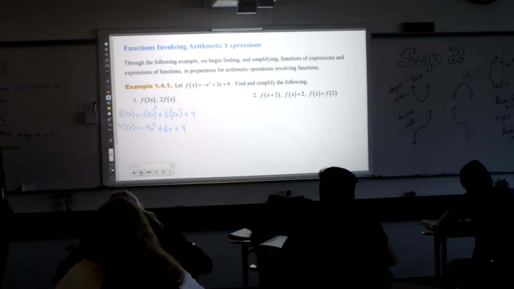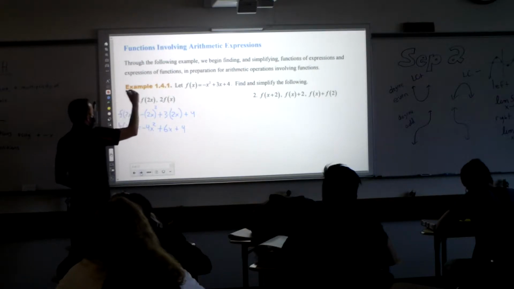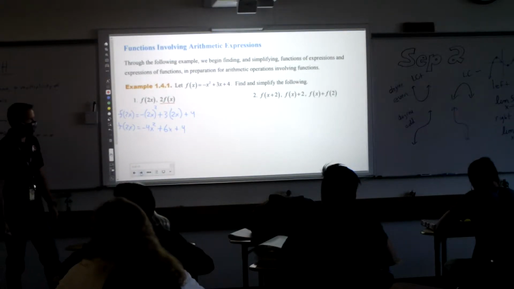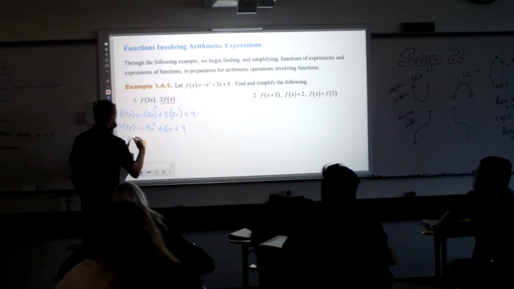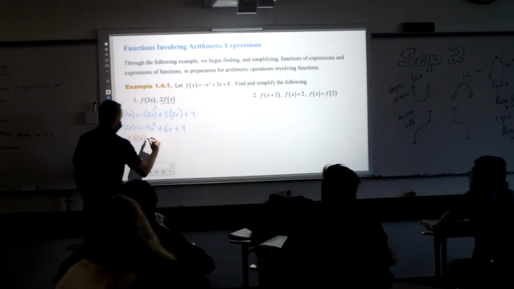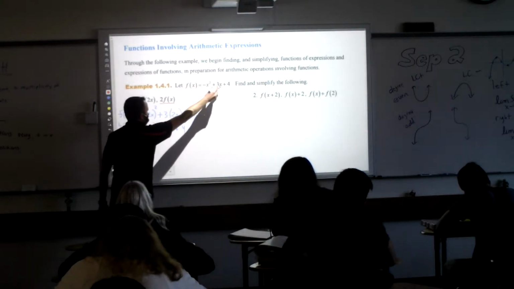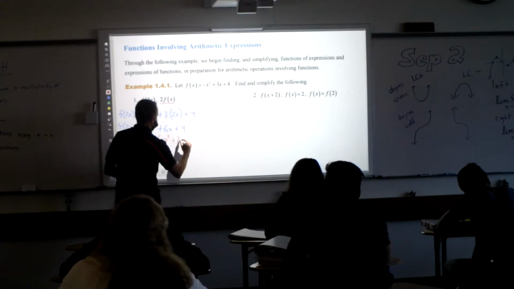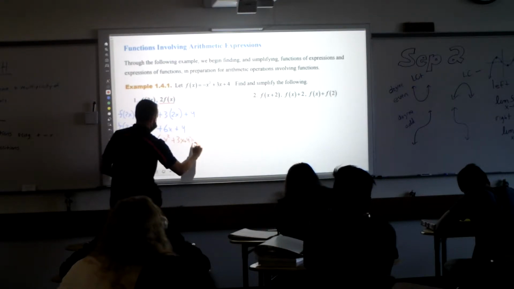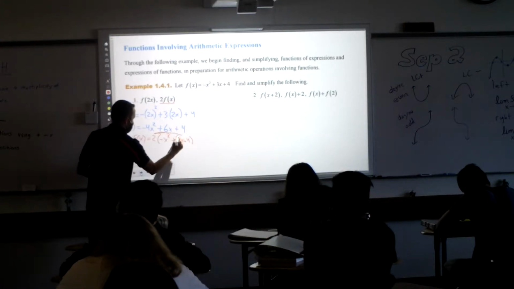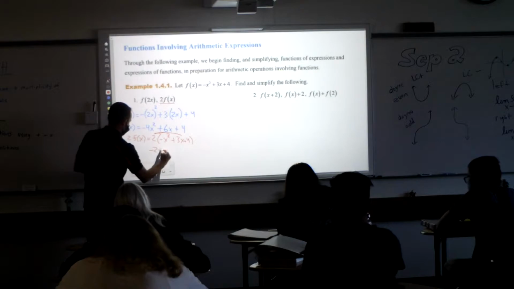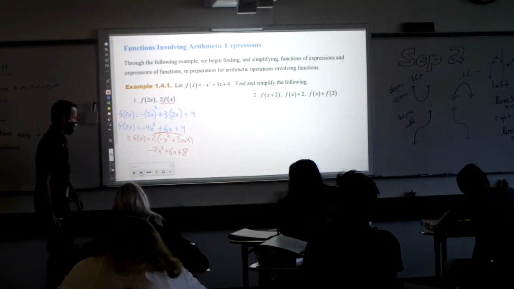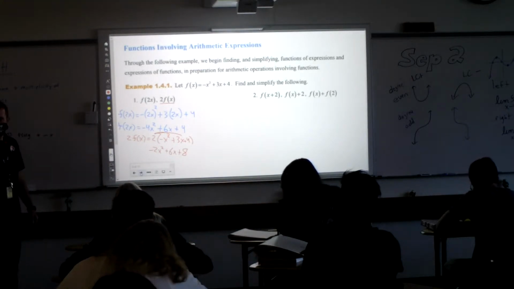Okay, now how is that different than 2f of x? How is that one going to be different? Go ahead, Calvin. Yeah, we just take f of x and we double it, okay? So I'm going to take 2 and distribute it to the negative x squared plus 3x plus 4. And when I distribute that, I'm going to get negative 2x squared plus 6x plus 8. Pretty simple stuff, right? You're just doubling.